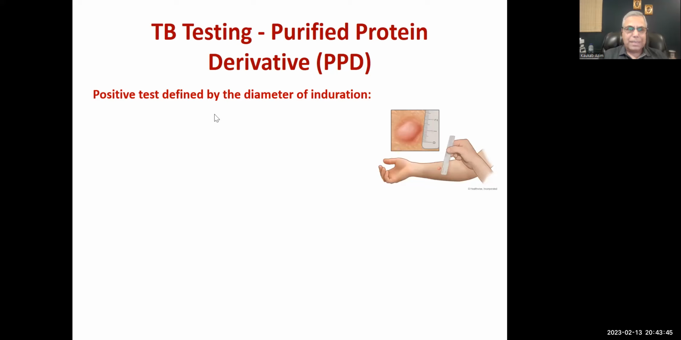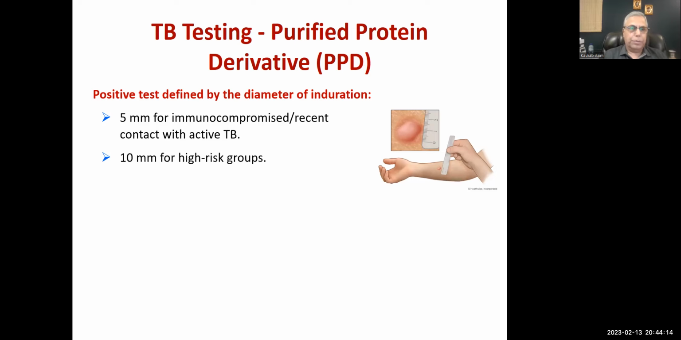So a positive test is defined by the diameter of the induration, the hard area. You see we are measuring in millimeters, and this is about 15 mm, which is a strong reaction. Now, as I said, in immunocompromised elderly people, the reaction is weak. So just 5 mm of induration is sufficient for diagnosis of tuberculosis, right? We might have to do other tests that I'll show you later on.